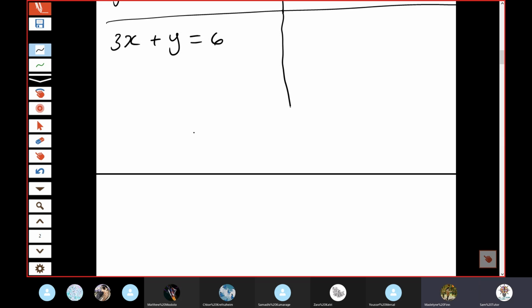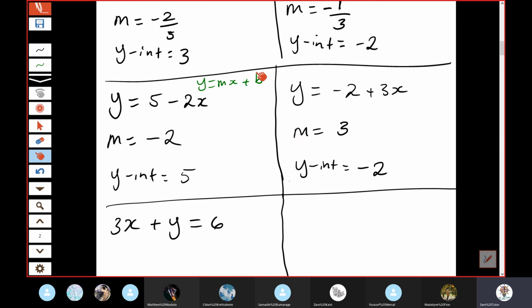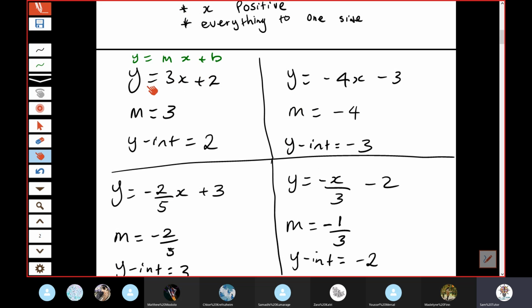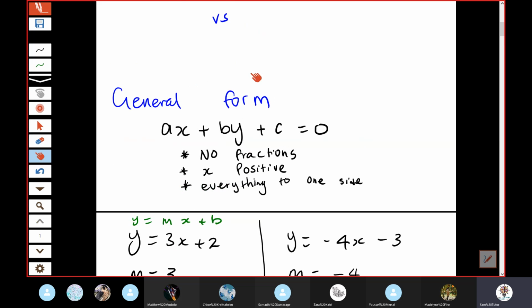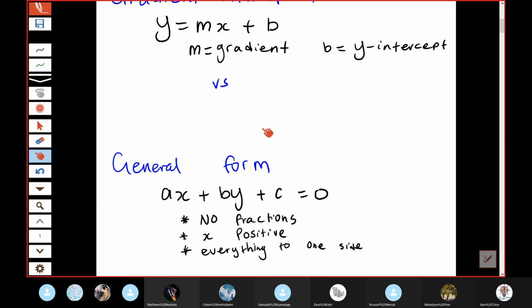The y is not the subject. Beautiful. So let's go back and have a look at what it was meant to be. y equals something. Here, gradient-intercept form, y equals mx plus b.